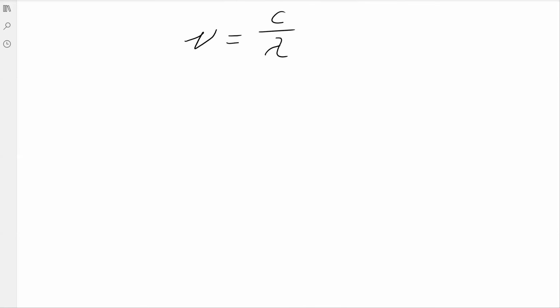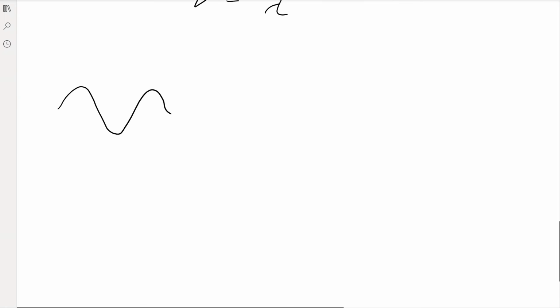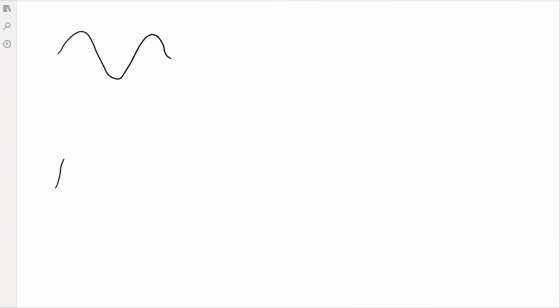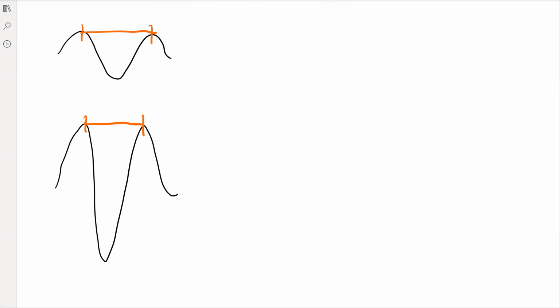All right, so let's draw 2 more waves. So we'll draw a wave that looks like this, and then a wave that looks like this. If we think about these 2 waves, at least if my drawing's good enough, we can see that they have the same wavelength. And if they have the same wavelength, they also have the same frequency. Their difference is the amplitude, right? The height of the wave. So that's in purple.